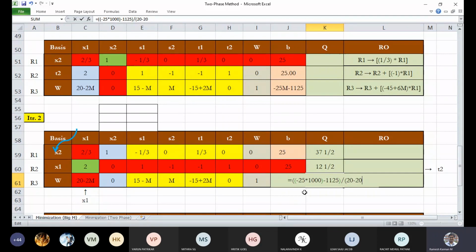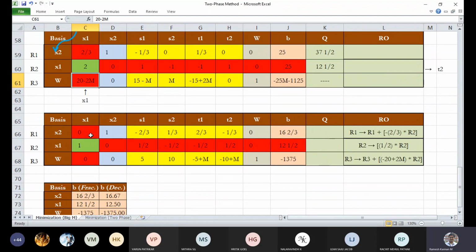Minus 2000. That will become 13 1 by 5. So among these, the least will be 12 1 by 2. So that particular column gets selected, that particular row gets selected. That will be our key row. Then we do the elementary row operation by making this pivot element 1 and the rest of the elements in the key column 0.